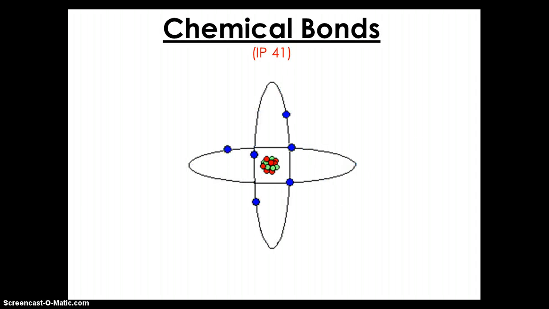Chemical bonds is a title for page IP41. No, you do not need to draw the picture, but this is there to show you how electrons are moving around the atom. Remember, we talked about orbitals, which are where the blue electrons are spinning around in this picture. And the very center nucleus is where your protons and neutrons are.